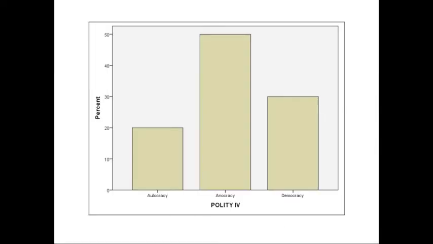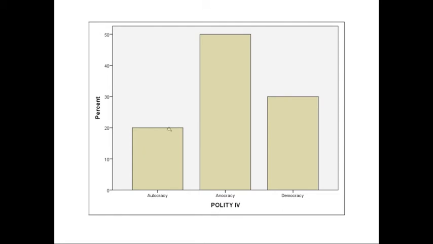This is a bar graph that represents the information from a polity 4 frequency distribution. The polity 4 variable classifies countries into autocracies, anocracies, or democracies. As you can see, the percent of observations is on the y-axis, and the category names are on the x-axis. Note that I placed the variable name below the x-axis as well.